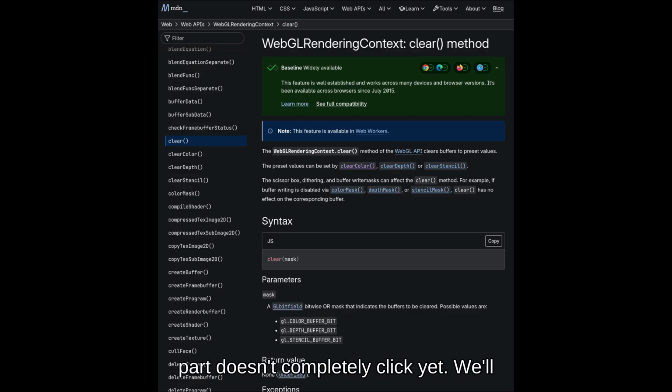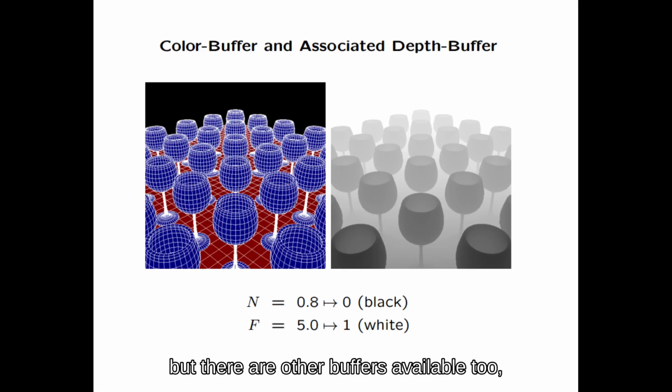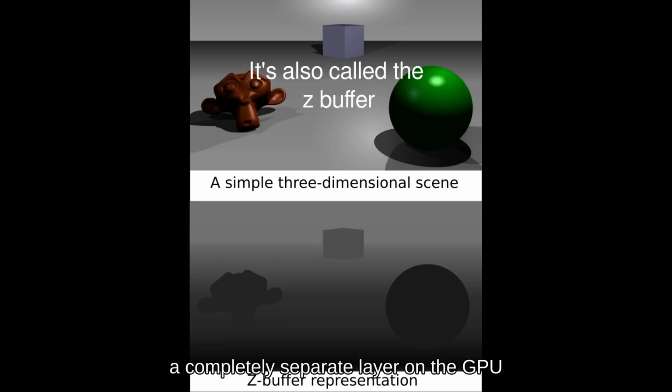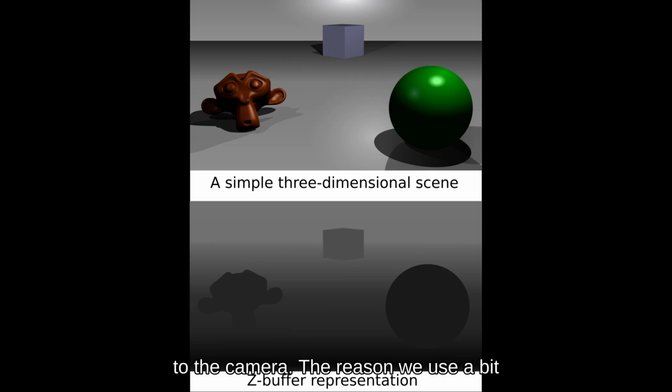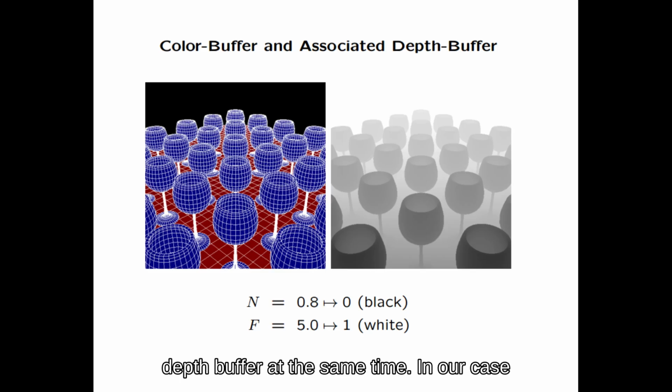Don't worry if this next part doesn't completely click yet, we'll explore it much deeper in other projects. But there are other buffers available too, like the depth buffer. The depth buffer is a completely separate layer on the GPU memory, and it tracks how close objects are to the camera. The reason we use a bit mask in this function is so that we can clear multiple buffers at once with a bitwise OR operator, like this. By combining them with that vertical pipe character, this instruction will clear both the color canvas buffer and the 3D depth buffer at the same time. In our case for this project, we only care to clear the color buffer.